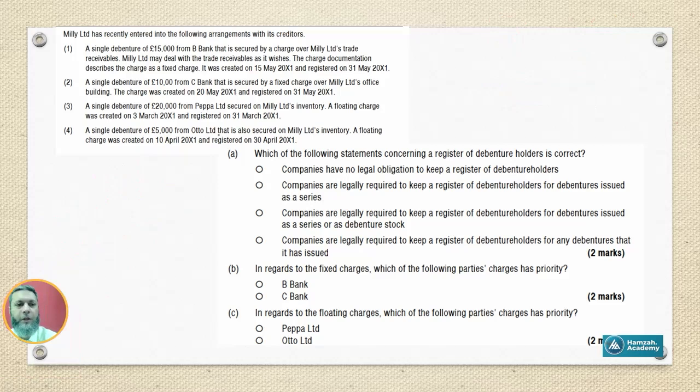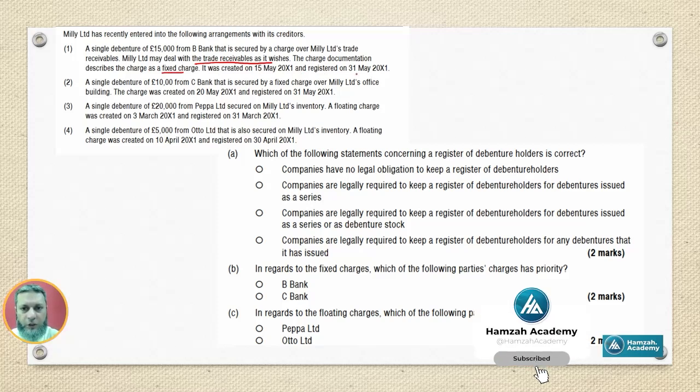All right. Now, with this information, let's discuss. A single debenture of 15,000 from B Bank is secured by a charge over Millie Limited's trade receivables. Millie Limited may deal with trade receivables as it wishes. The charge documentation describes the charge as a fixed charge. It was created on 15th May 2021 and registered on 31st May. So in these cases, we have to consider the dates.